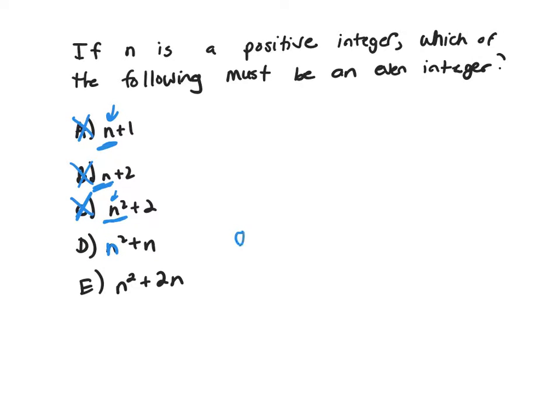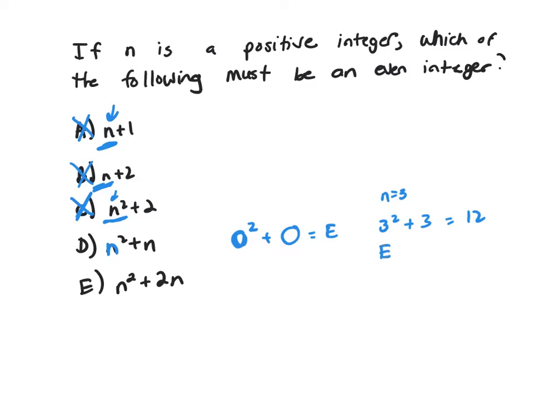Because if you take an odd number and you square it, you're going to get an odd number. But then if you add an odd number to it, it's going to give you an even number. So watch. Let's let n be 3. If n is 3, you've got 3 squared plus 3. 3 squared is 9. Add an odd number to it, add 3 to it, and that gives you 12.